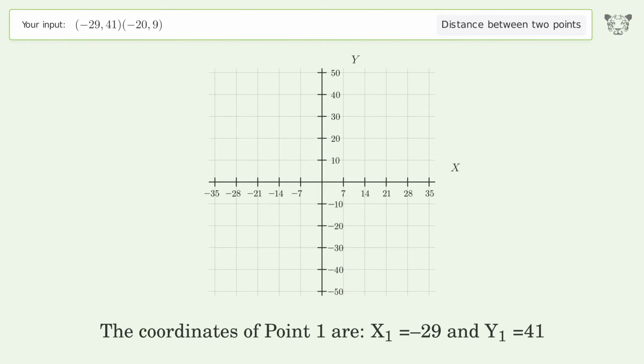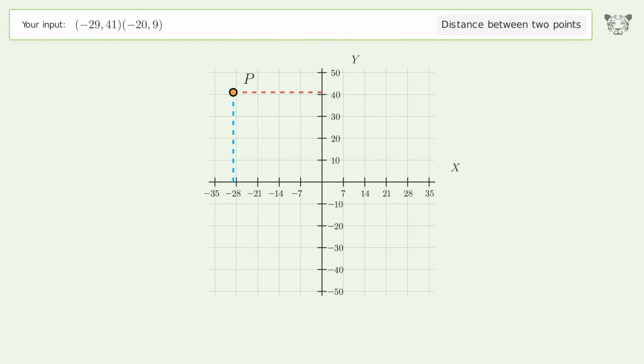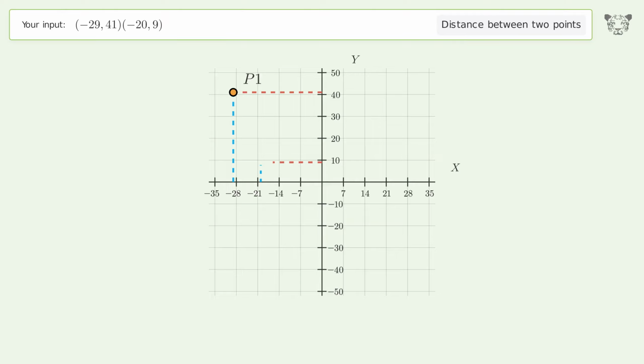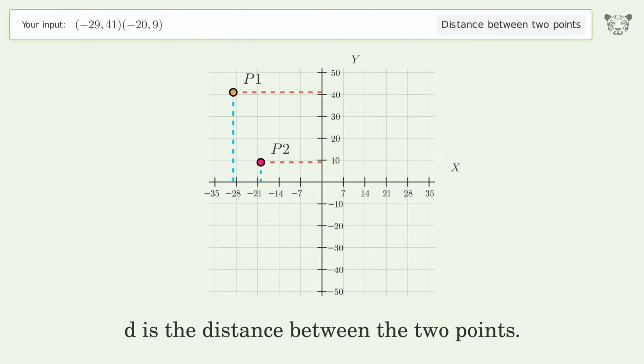The coordinates of point 1 are x1 equals -29 and y1 equals 41. The coordinates of point 2 are x2 equals -20 and y2 equals 9. D is the distance between the 2 points.